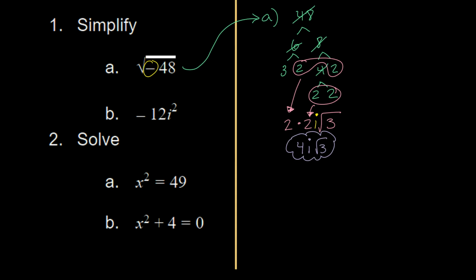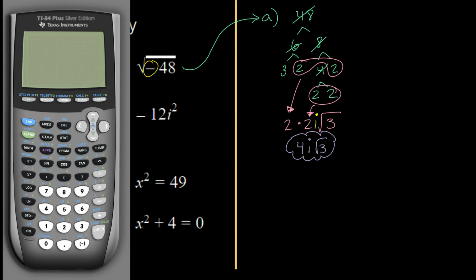Can you show how to do it in the calculator? I showed you last class how to do this in your calculator. Does anyone remember how? You go to y equals 48. Do I put the negative? No, don't put the negative. Divided by x squared. Yeah, you need the x squared.